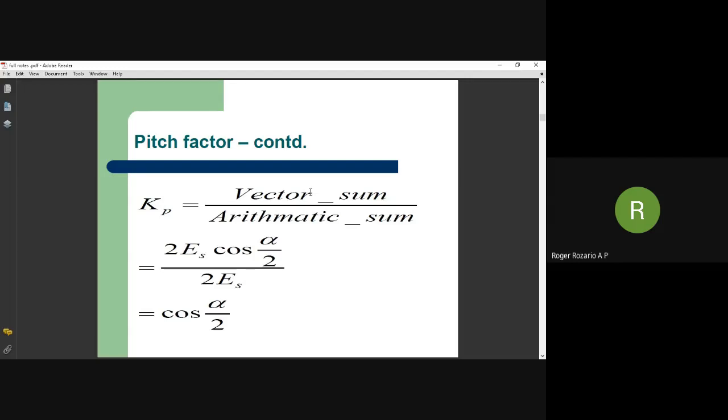We are going to use short pitched coils only because of some advantages you have seen. Saving in copper, to reduce harmonics, various reasons.